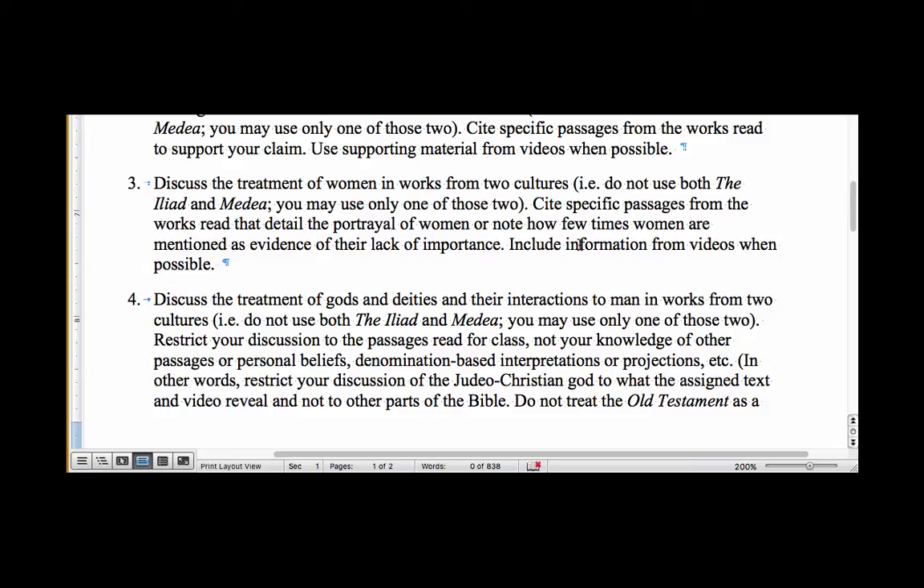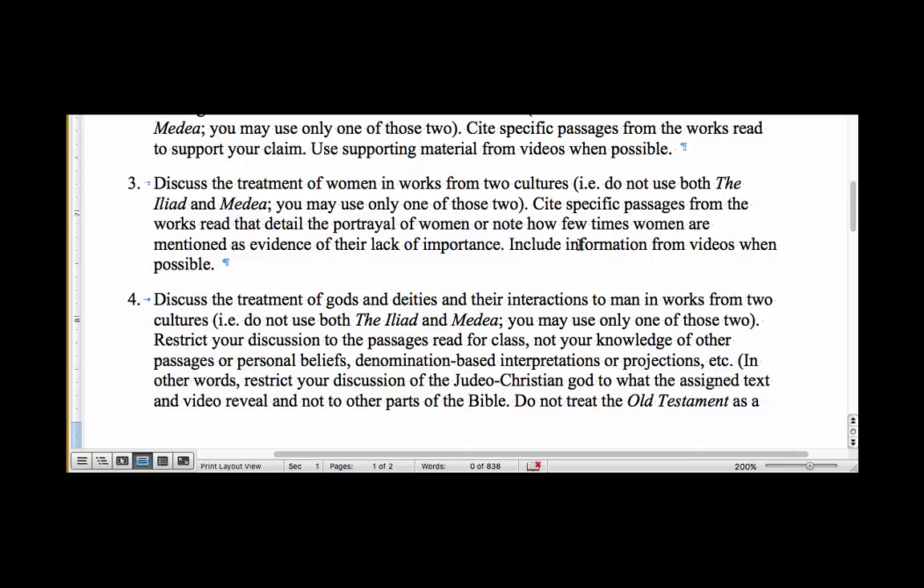Siduri, of course, does play a role, and you might want to look at how she supports Gilgamesh's goal, or supports the goal of society by urging him to go home and get married and have children and so forth, as opposed to continuing on his quest.